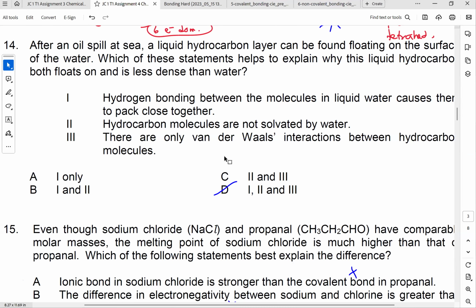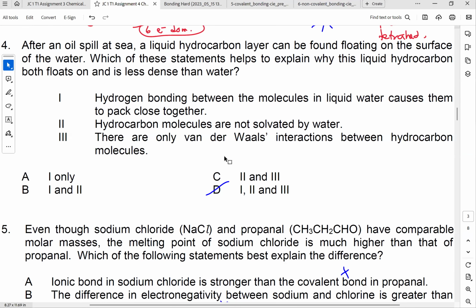Okay. 14. Solvated means dissolved. So when an ion is solvated, it will be something like this: water particles surrounding the ion in all directions. This is called solvation.